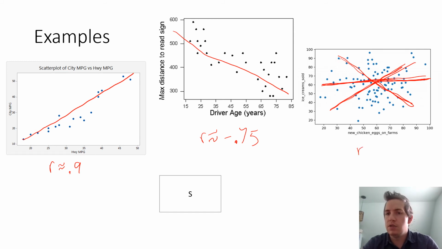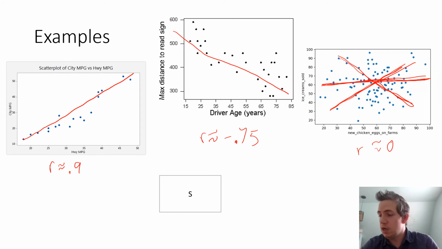It looks like r is approximately 0. That's the only way to really talk about the correlation for that. And it's telling us that there's no correlation. In fact, this is measuring new chicken eggs on a farm compared to the number of ice creams sold. I don't even know how those could possibly go hand in hand.